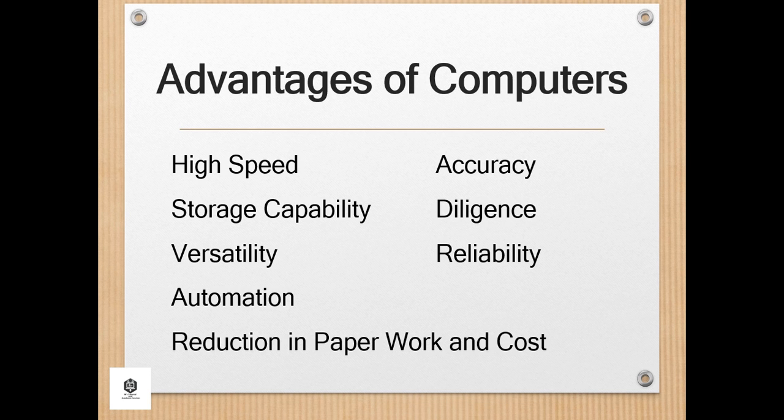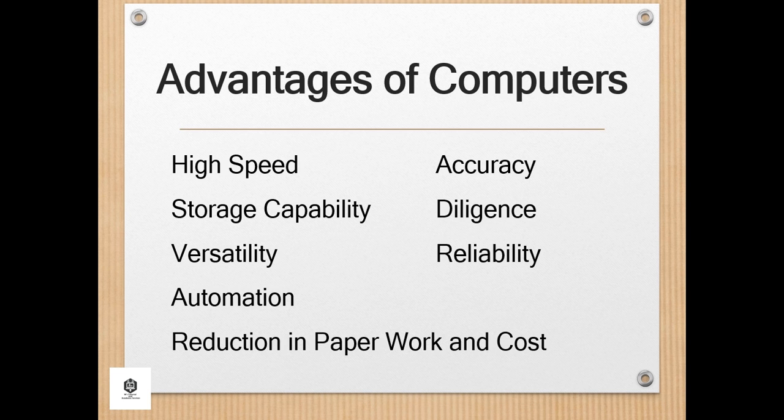Accuracy. In addition to being very fast, computers are very accurate. The calculations are 100% error-free. Computers perform all jobs with 100% accuracy provided that the input is correct. Storage capability. Memory is a very important characteristic of computers. A computer has much more storage capacity than human beings. It can store large amounts of data. It can store any type of data such as images, videos, text, audio, and so on.